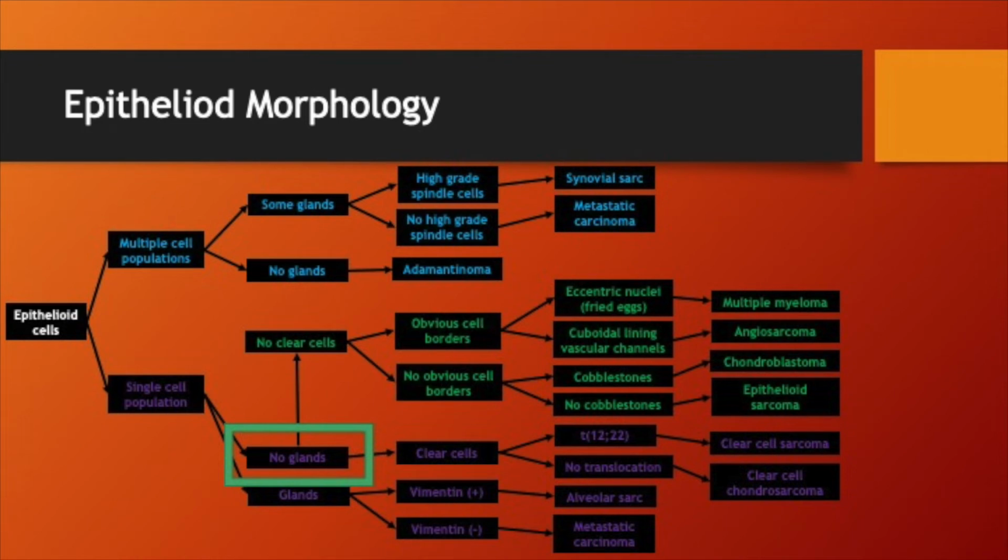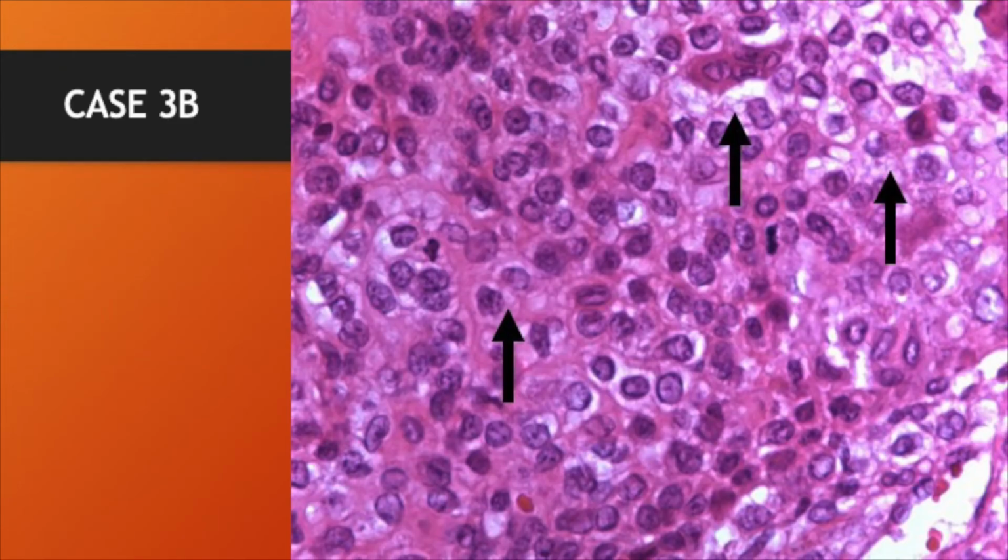So do we have clear cells or no clear cells? Again, this is where it gets confusing. A lot of these cells do look clear, but you have to recognize that's an artifact because only a few cells actually look like that.